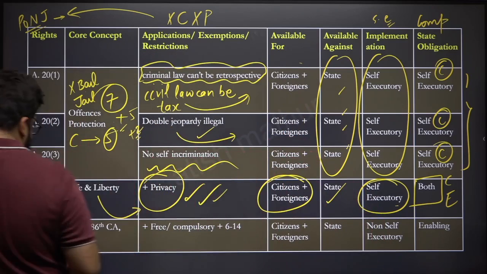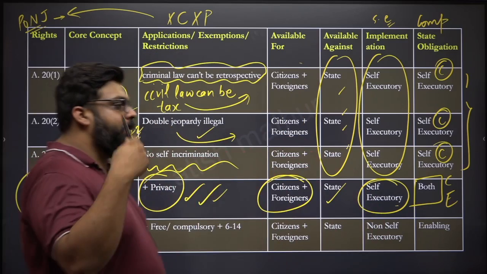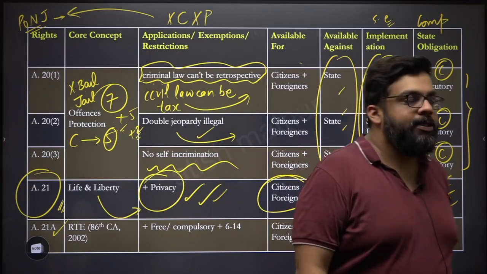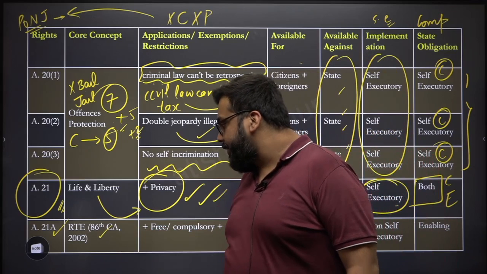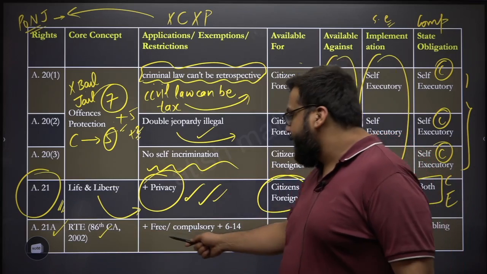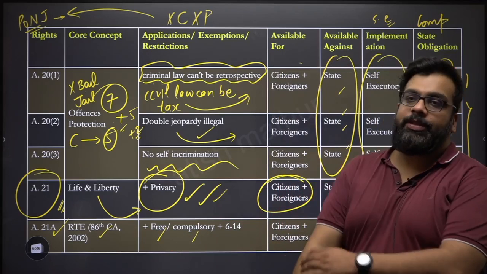Article 21A, which also has conceptual sort of ties with 15 clause 3, where you can make special provisions for women and children, is essentially the right to education, which is the 86th constitutional amendment, which says it is free and compulsory education for 6 to 14.